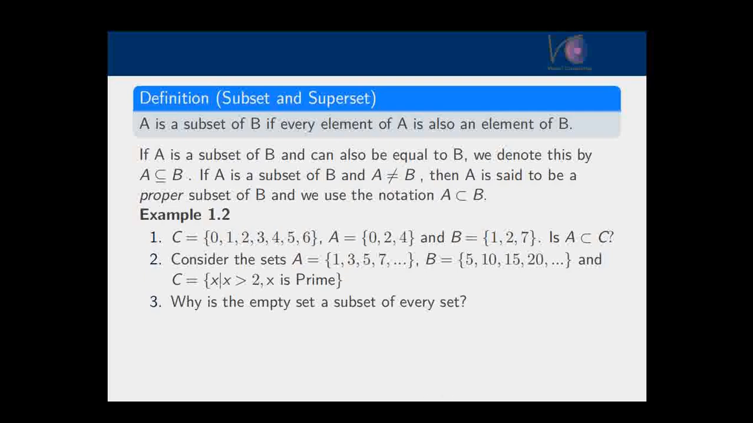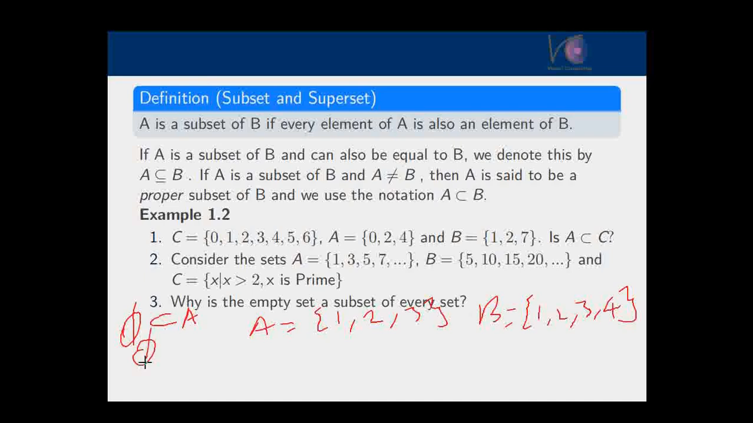We can now look at the last example. Why is the empty set a subset of every set? So to understand this question, let's consider we have set A, which is equal to {1, 2, 3}. We also have set B, which is equal to {1, 2, 3, 4}. We are saying that the empty set is a subset of every set. What you are simply saying is that this empty set is a subset of A, and this empty set is a subset of B.